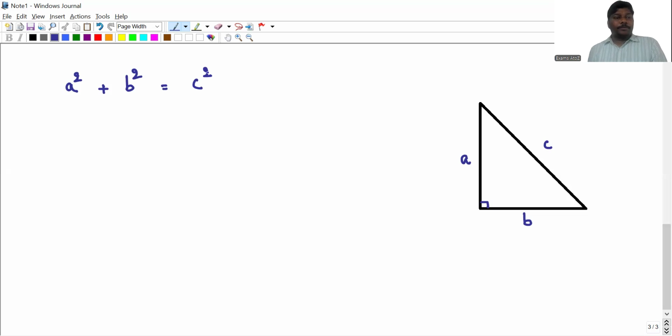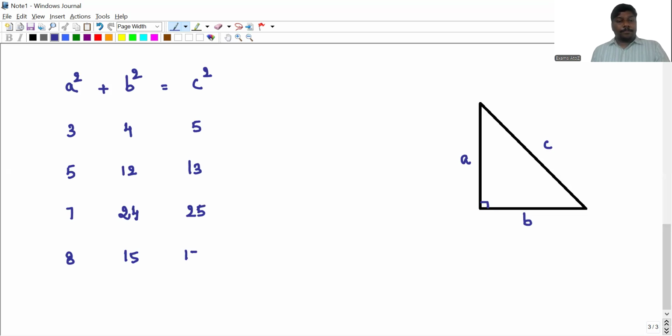And we also know a few values. If A is 3, B is 4, C will be 5. In the same manner, 5, 12, 13; 7, 24, 25; 8, 15, and 17; 20, 21, 29. These 5 are the basic triplets. In any case, you must remember these 5 triplets for sure.